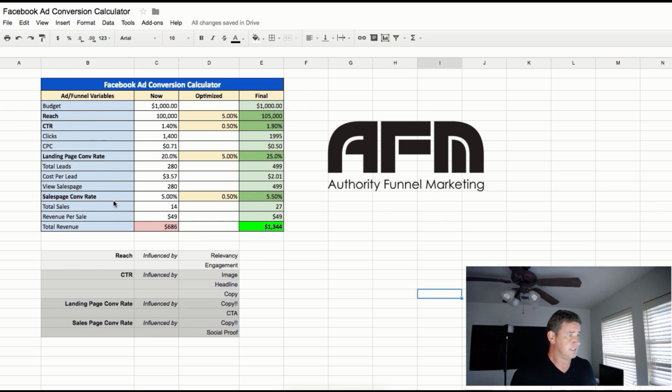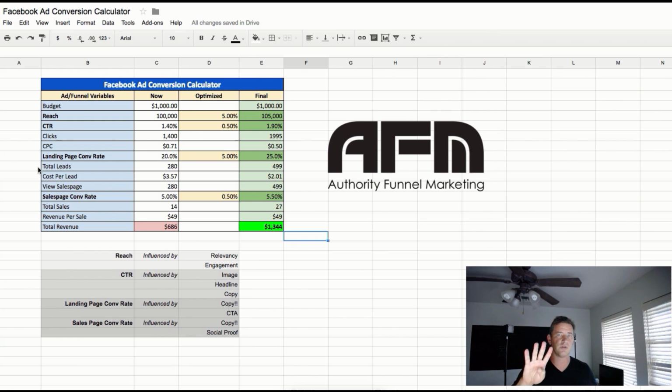So here on the left we have a losing campaign. Total revenue minus $686. And here on the right we have a winning campaign. And I'm going to show you how we turned a losing campaign into a winning campaign with just a few small improvements. Okay, so these are experimental numbers, and you can change the reach, you can change the click-through rate, you can change the landing page conversion rate, and the sales page conversion rate.